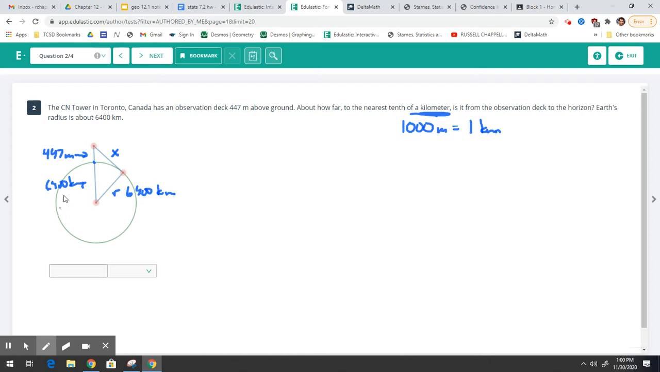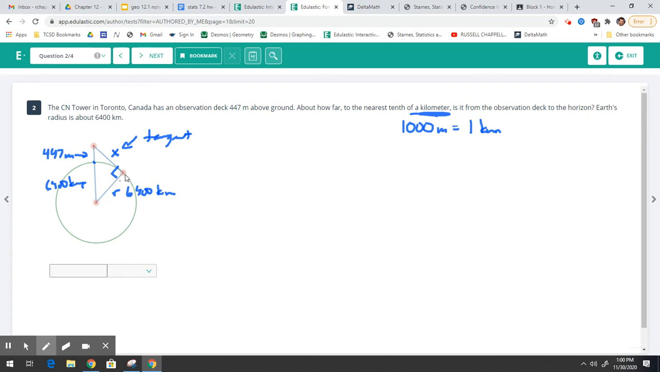Okay. All right, so two things. Number one, how are we supposed to do this problem? Well, I have a tangent. The horizon line is tangent to the Earth. So this is my tangent. And here's a radius intersecting a tangent. This angle is going to be a right angle. And now I can use the Pythagorean Theorem.